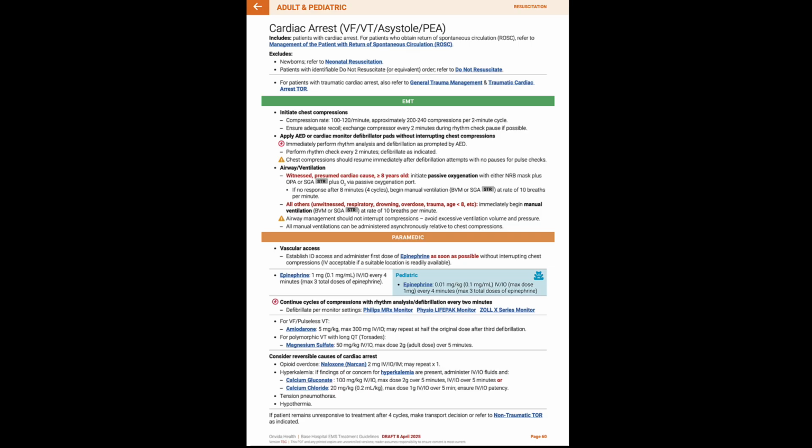Overall, this updated guideline reduces complexity, eliminates low-yield interventions, and brings clarity and consistency to how we manage cardiac arrest in the field. Most importantly, it puts the focus where it belongs, on the actions that actually improve survival as well as best neurologic outcomes.